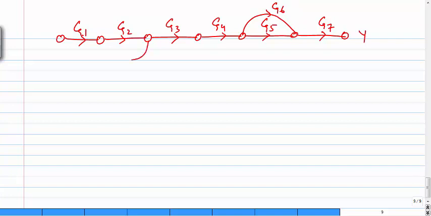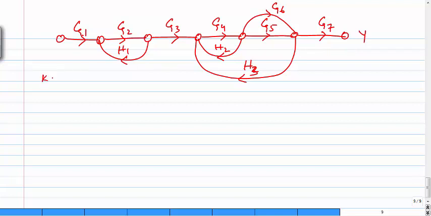Now we have this feedback here with H1, then we have another feedback with H2, that would be this one, then we have another feedback from here, this one with H2, H3, and that's it. So this is the whole phenomenon.